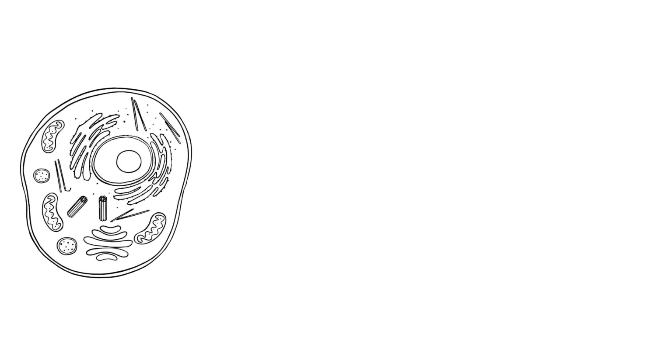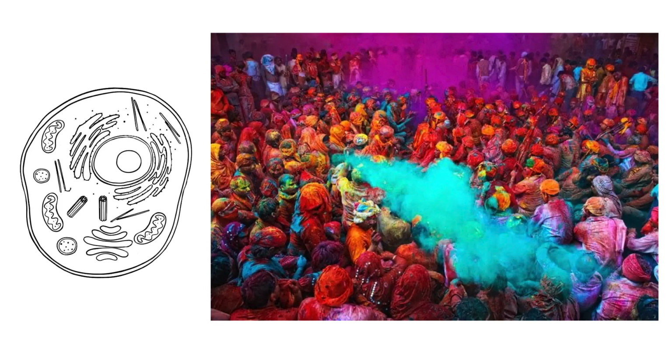So now what are you thinking? Let's play Holi. Let's color this cell completely. But the thing is that you just cannot take any random pigment or any random chemical which has color and place it on the cell.